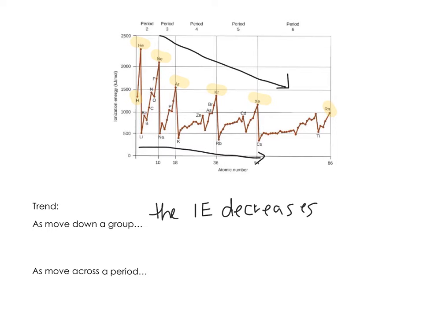So what happens as we go across a period? Left to right along period 1. Left to right across period 2. Left to right across period 3. So what we notice is as we move across a period, left to right, the ionization energy increases.